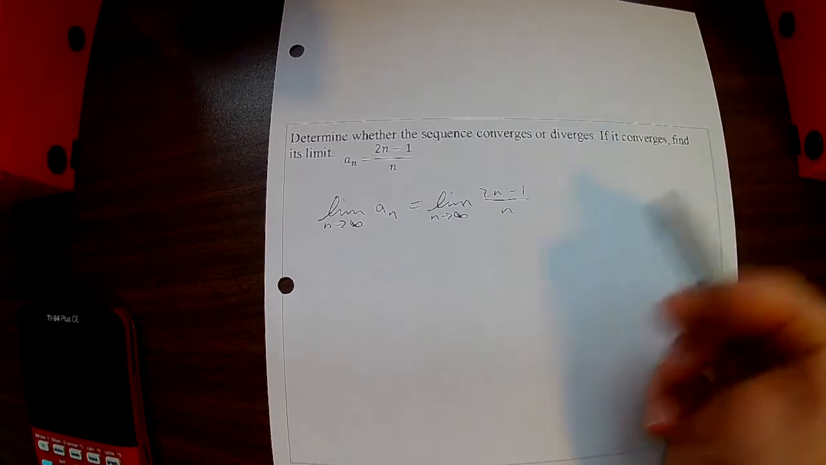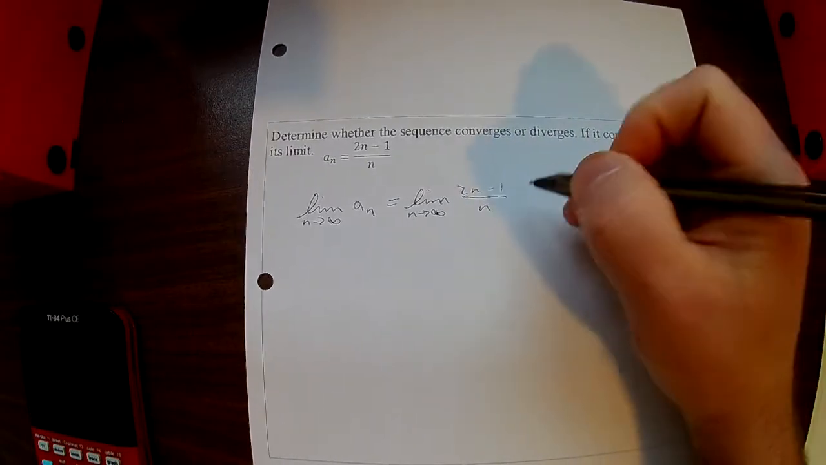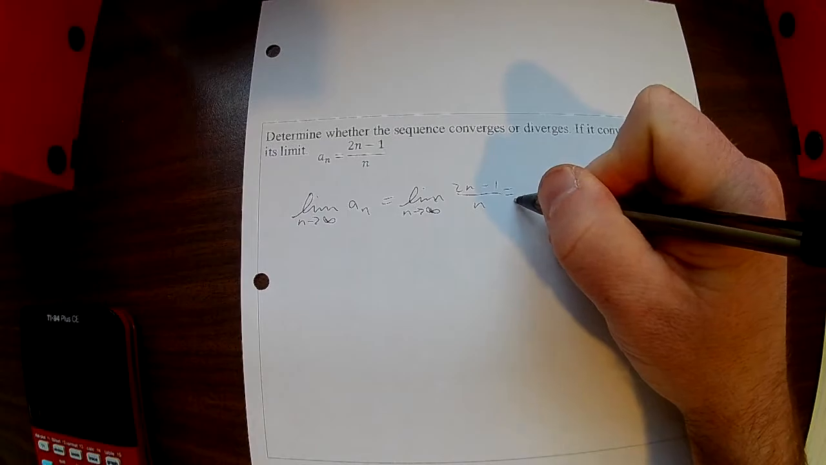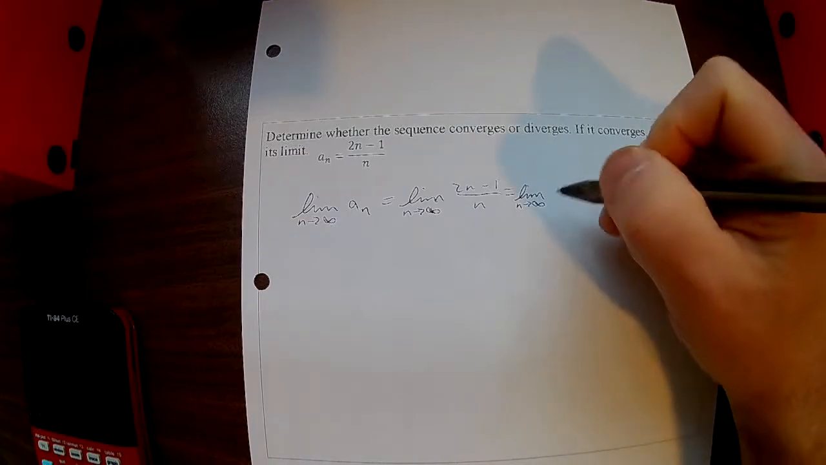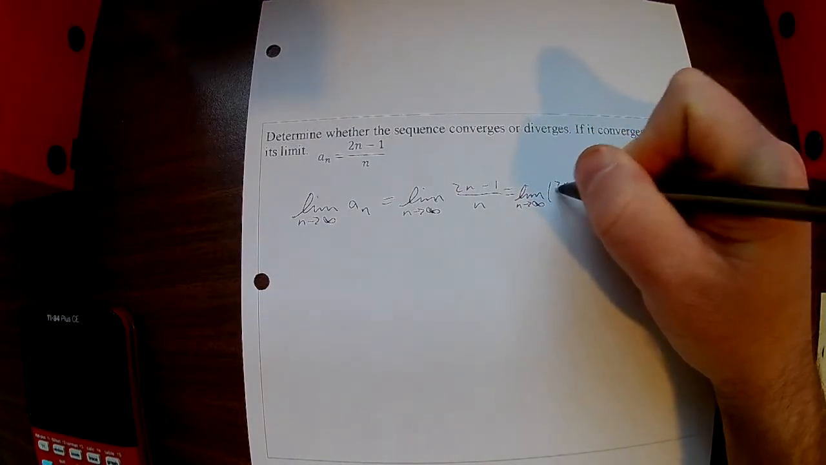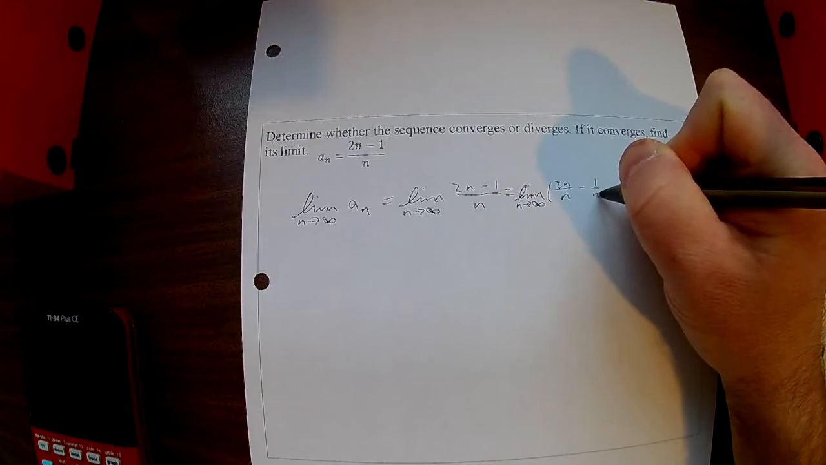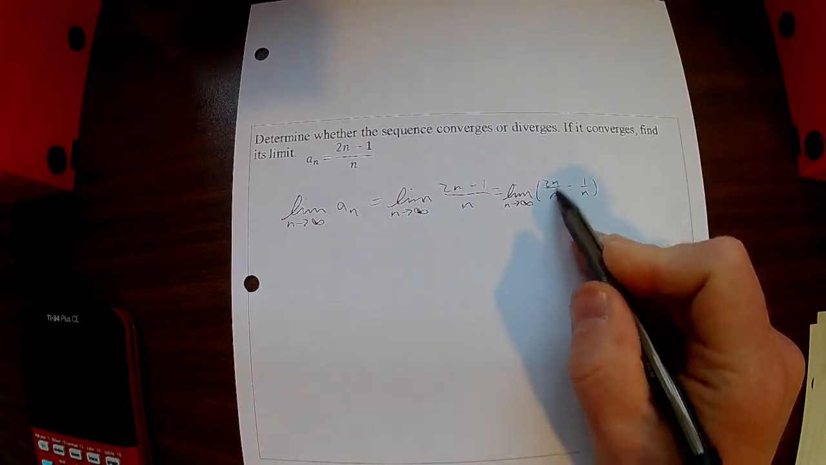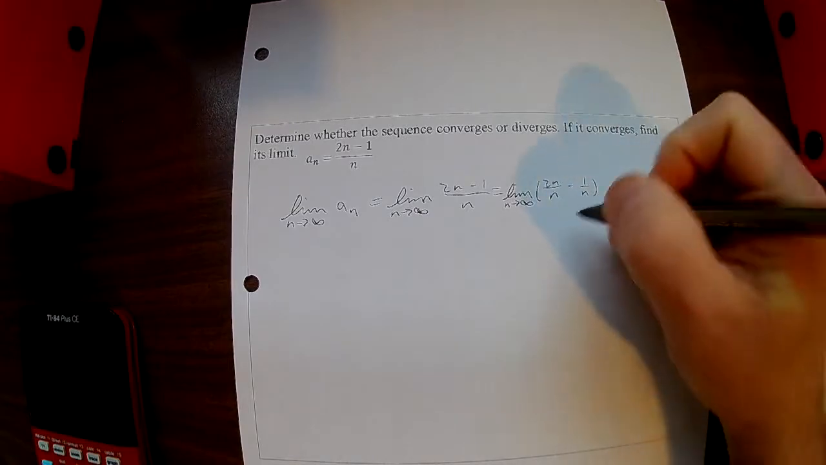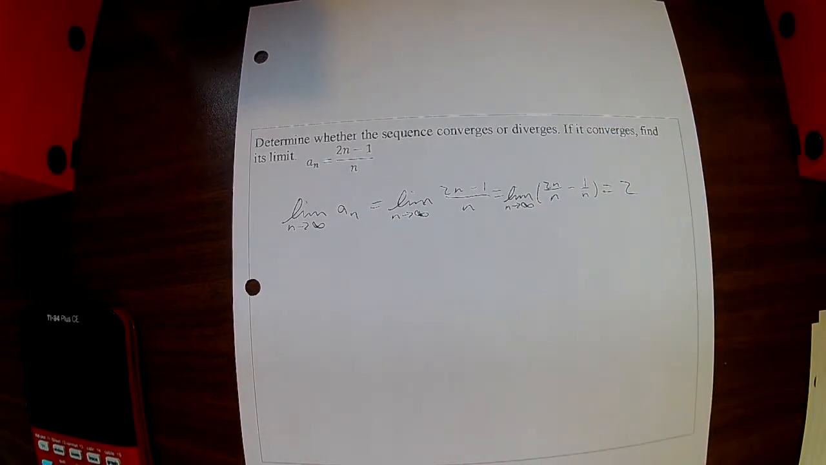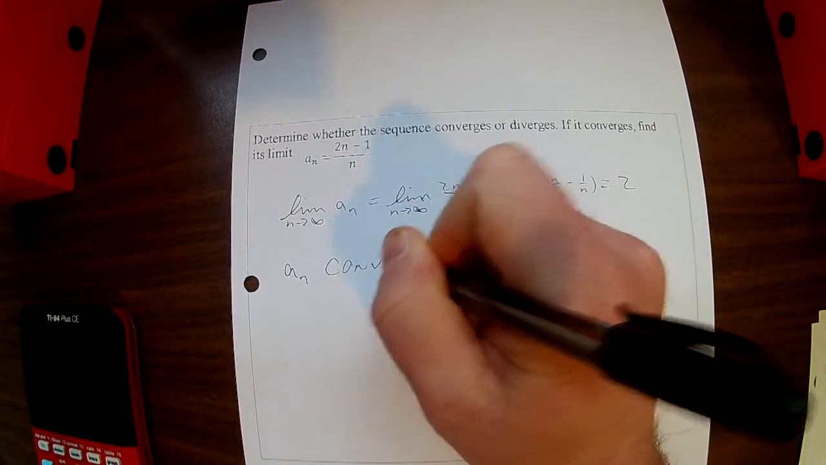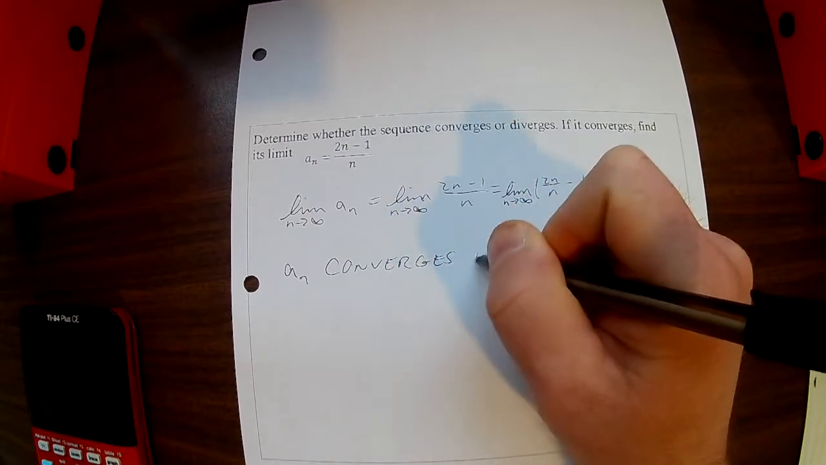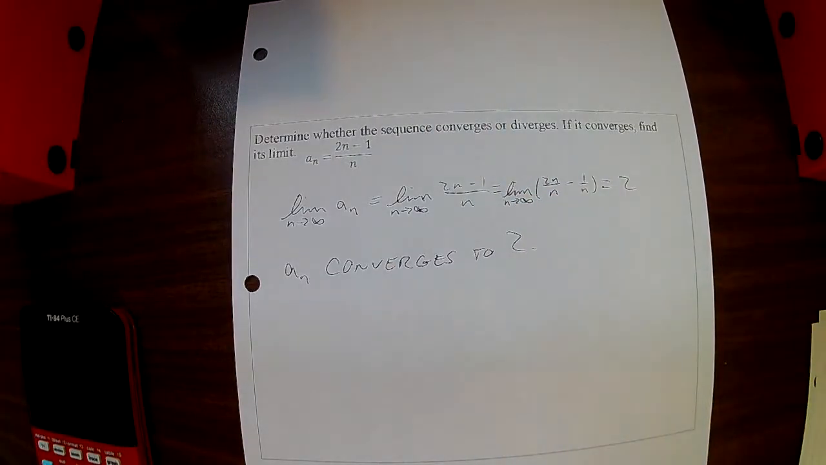Now I see we've got infinity over infinity. We know L'Hopital's rule is not that hard, but this came before the L'Hopital's rule section. You're allowed to use L'Hopital's rule, but since it came before that section, I'm just going to show you guys how you can do it without L'Hopital's rule. Split it up into the 2 different fractions. The n's cross off over here. That becomes 0. This becomes 2. So a sub n converges to 2. Done. Its limit is 2. It converges to 2. All right.